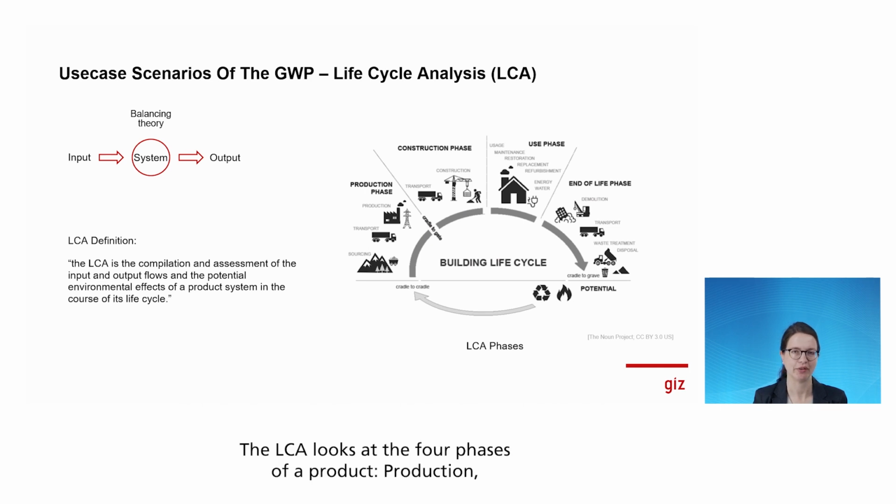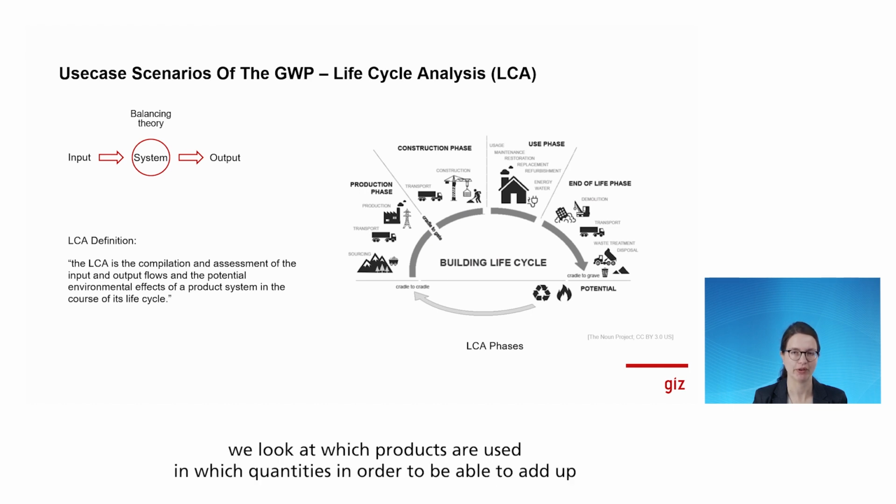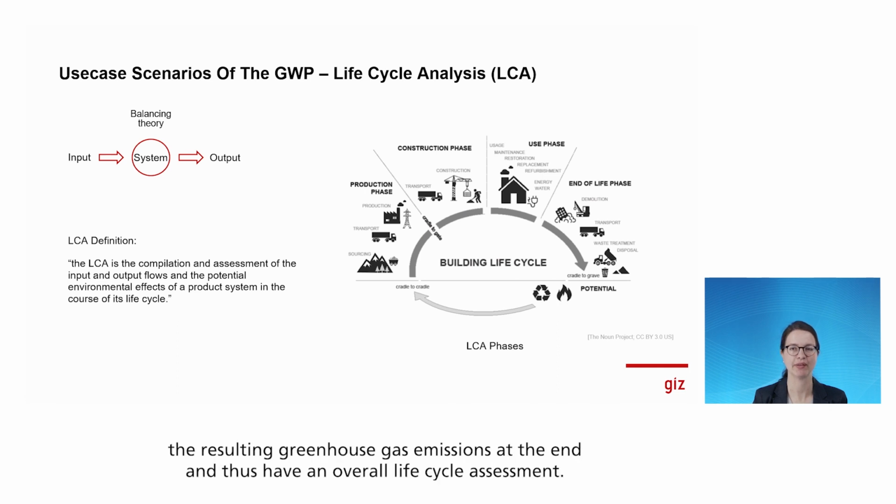The LCA looks at the 4 phases of a product: production, use phase, end of life, and recycling. Using the example of a building, we look at which products are used in which quantities in order to be able to add up the resulting greenhouse gas emissions at the end and thus have an overall life cycle assessment.